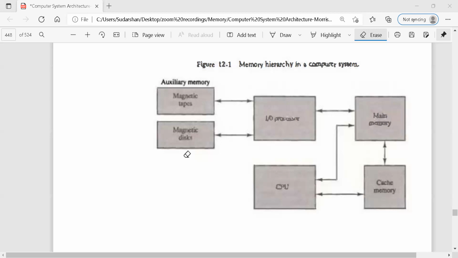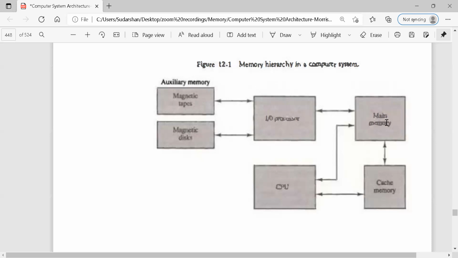In the current session, let us see the memory hierarchy in detail. Of course, you know about auxiliary storage or auxiliary memory is also known as secondary memory. Examples being magnetic tape and magnetic disk. Tape is sequential in access, whereas a disk permits random access. You can see both tape and disk are connected to your main memory.